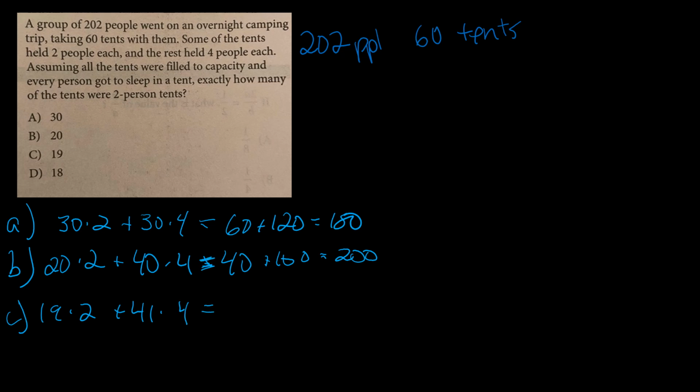That should be an equal sign. Equals, well, 19 times 2. Ooh, that's a toughie. 38 plus 164. Do some math in my head real quick here. That's going to give me 202. Yep, so that's good. We're looking for answer choice C there. All right.